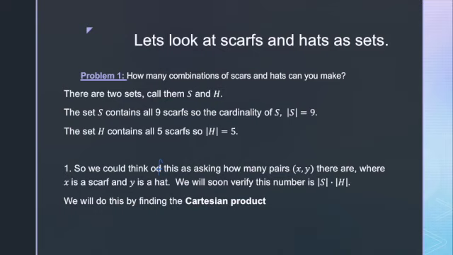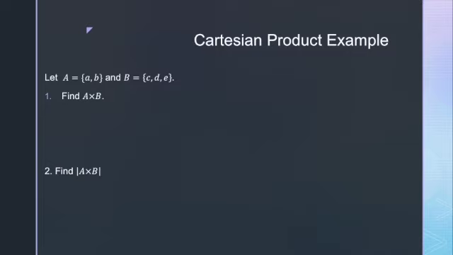So given two sets A and B, we can form the set A times B, where A times B is the set of ordered pairs, where X is an element of A and Y is an element of B. And we call A cross B the Cartesian product of A and B. Given two sets, the cardinality of the Cartesian product is the cardinality of A times the cardinality of B.